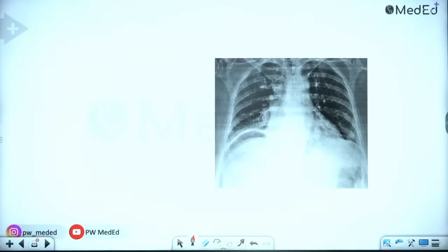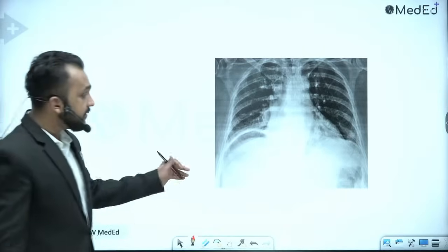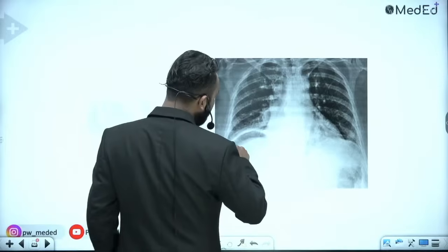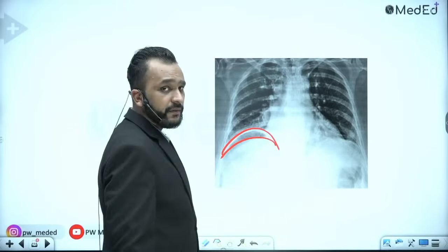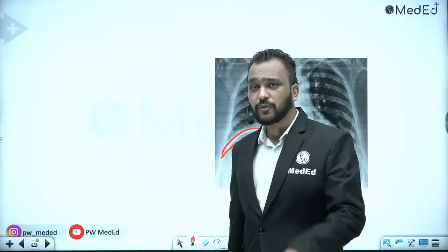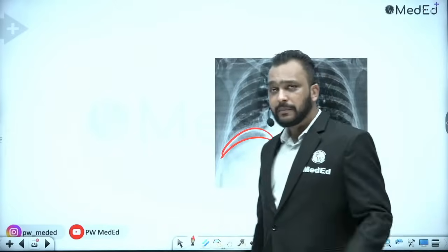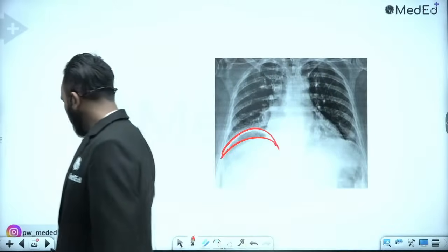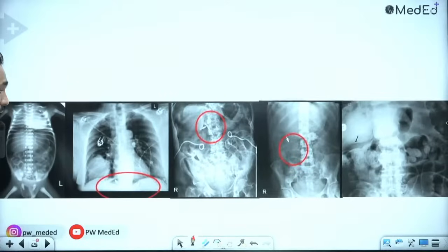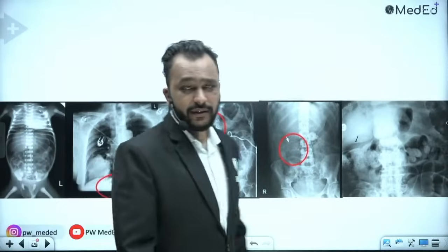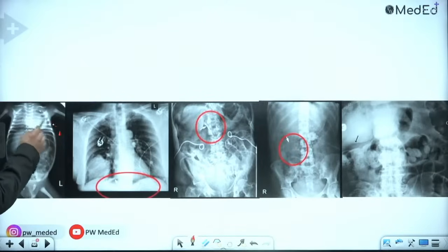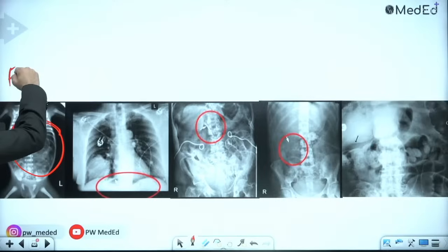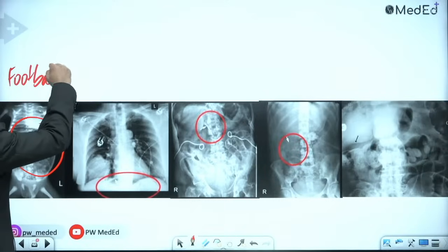So here you can see that there is gas, there is free air. Free air can be seen under the right dome of diaphragm. So free air under the right dome of diaphragm will be seen in a patient with pneumoperitoneum. So what are the other signs? Other signs that you can see in pneumoperitoneum: this air is present throughout the abdomen, and your abdomen will look like a football. This is your football sign.